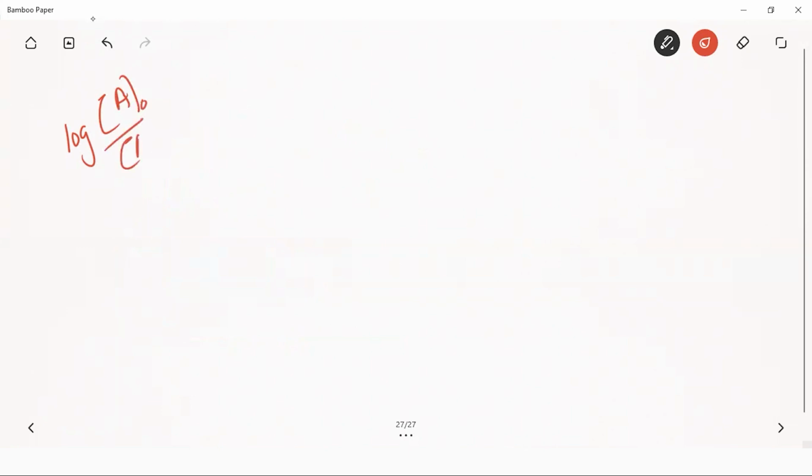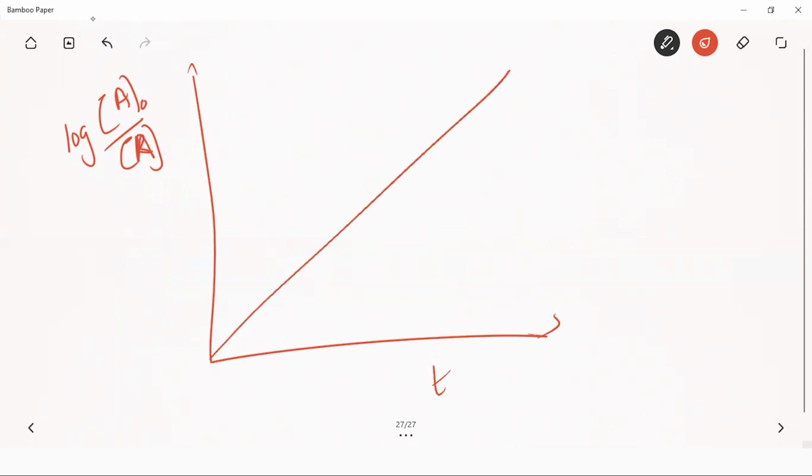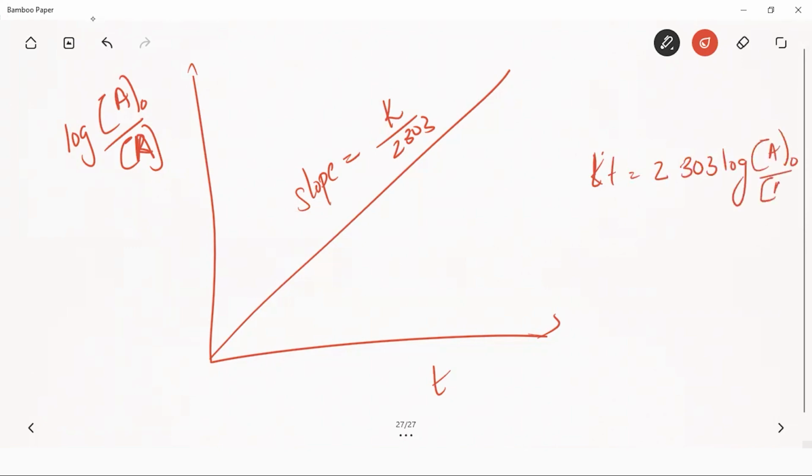One more graph we can draw, that is log A0 by A on the x-axis and time on the y-axis. Here you will be getting a positive slope. What is that slope value? Slope is equal to K by 2.303. We can consider the last integrated rate equation, right? That is Kt is equal to 2.303 log A0 by A. This is the equation, right?